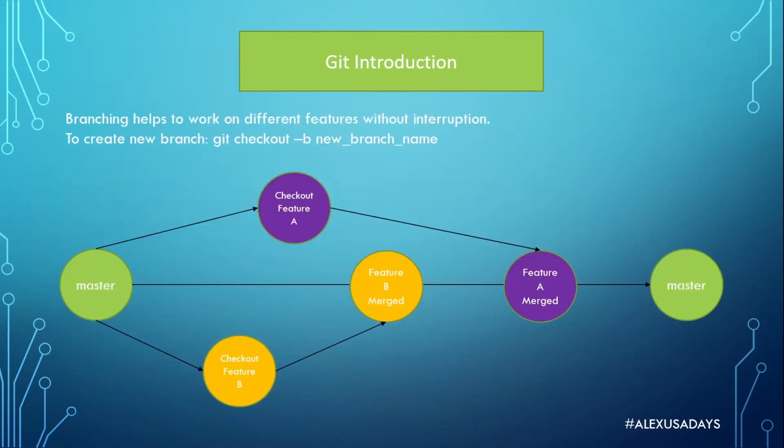Now, let's talk a little bit about branches. Branching helps to work on different features without interruption. Multiple developers can work on a project and have multiple branches. A command to create new branches is git checkout. You switch to one branch, then -b, and then provide the new branch name. This will immediately switch you from your branch to the new branch that you create.